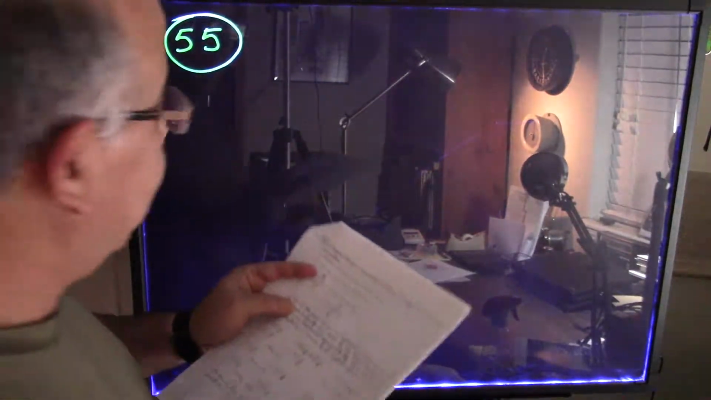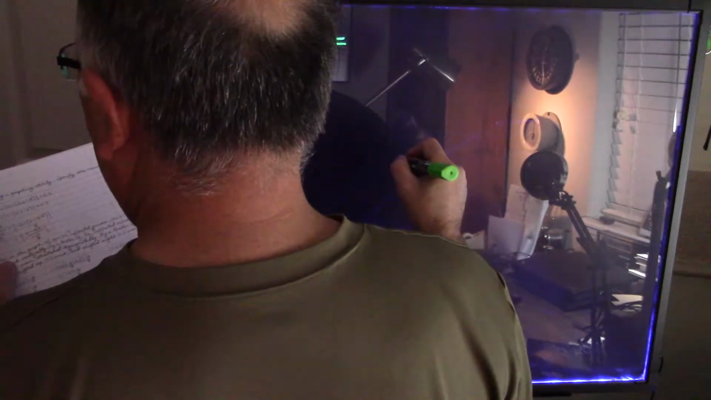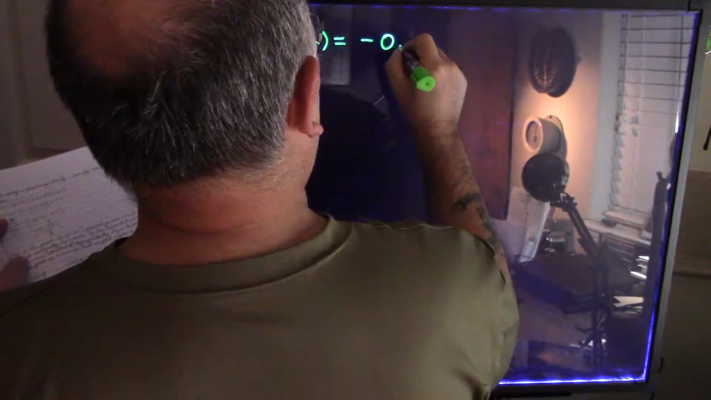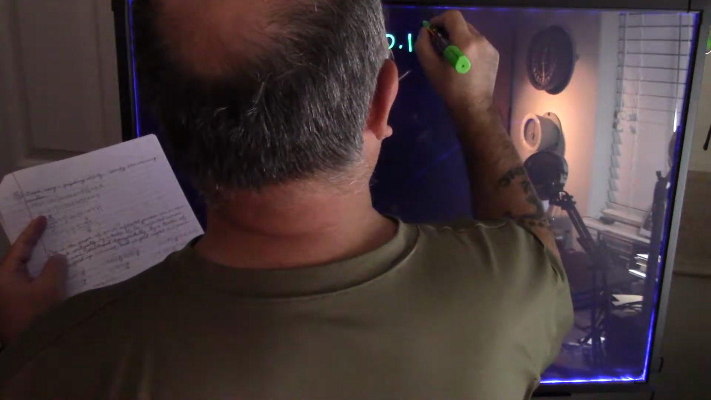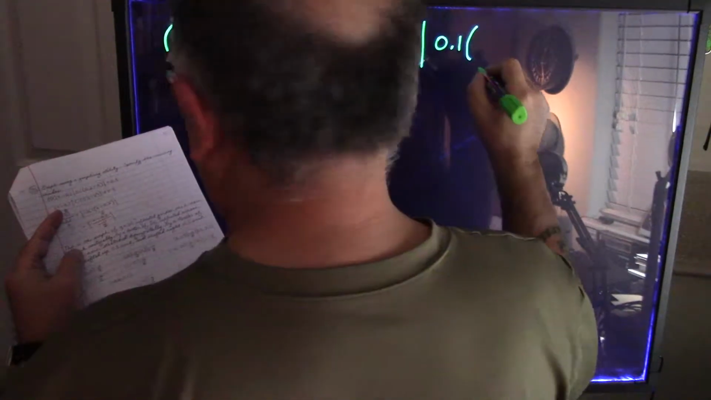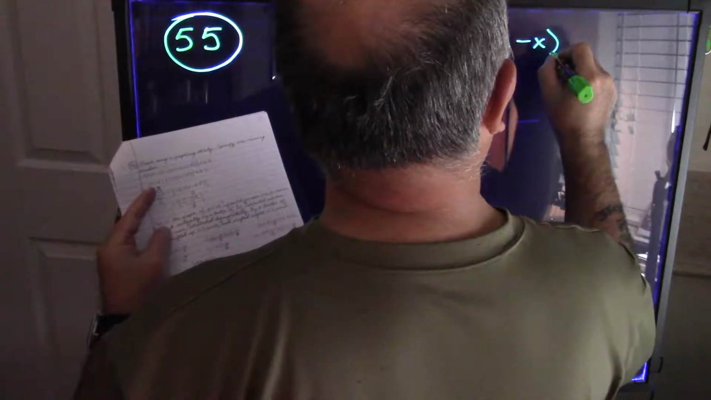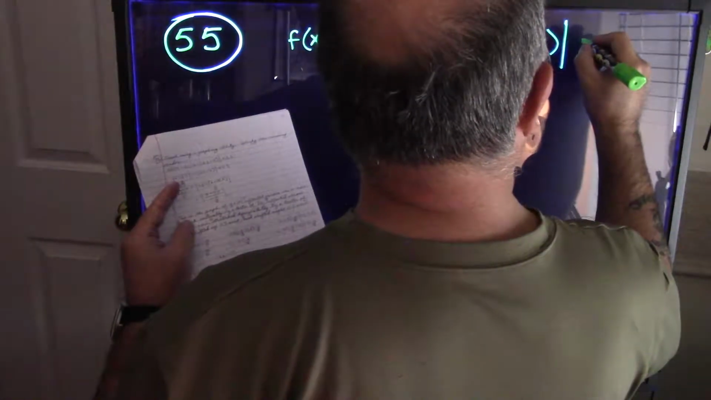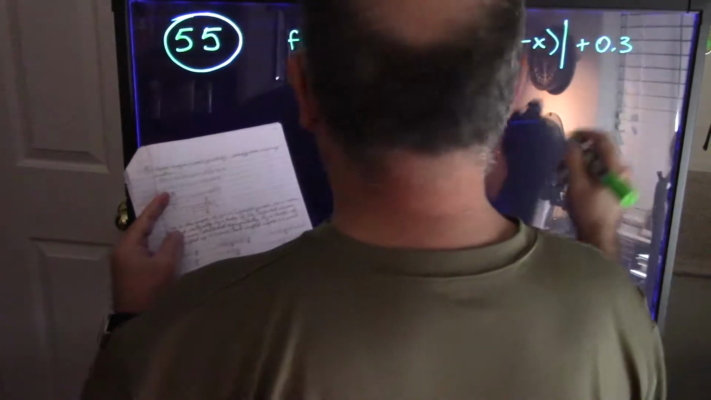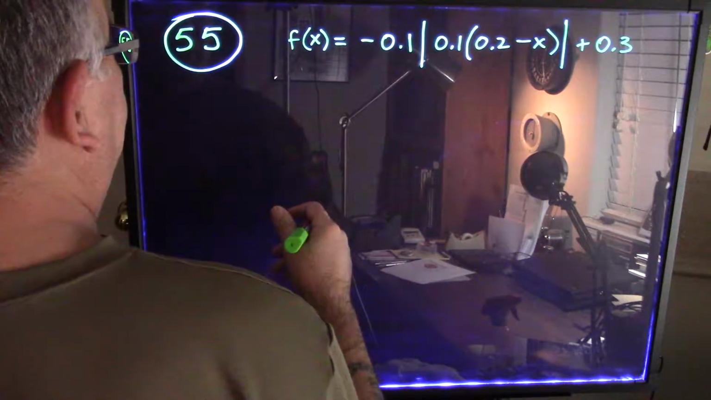Number 55. Graph using a graphing utility. Specify the viewing window. So we've got f of x equals negative 0.1 absolute value of 0.1 times the quantity 0.2 minus x plus 0.3. Alright, so we're going to let y equal that, and we're going to get this into our proper format.